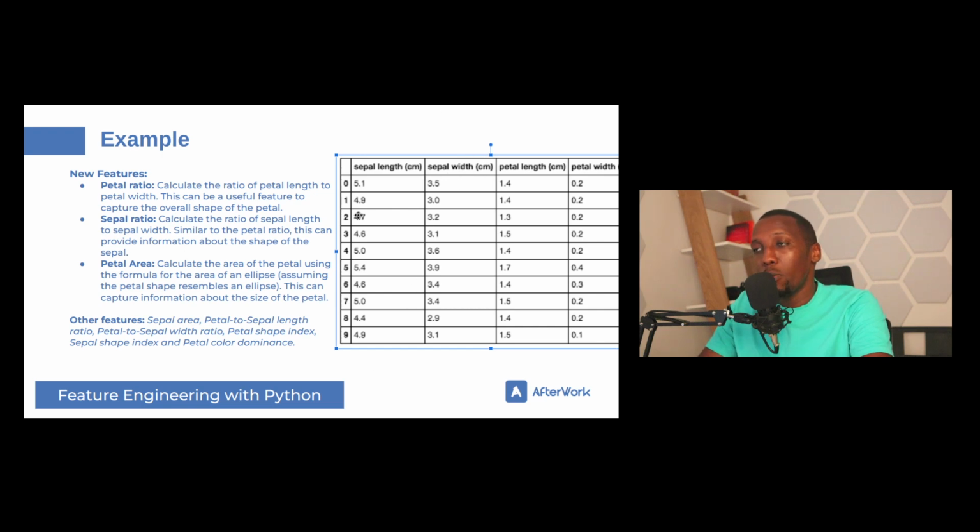And you can provide just information about the shape of the sepal, of the actual petal. You could also create another column that contains petal area. Or you could have other features such as sepal area, petal to sepal length ratio, petal to sepal width ratio, petal shape index, etc. So there are quite a number of different techniques in relation to feature engineering, one of it being feature construction that you can apply.